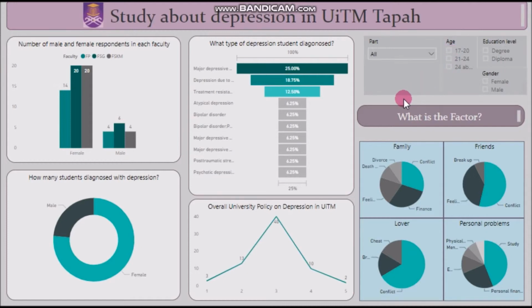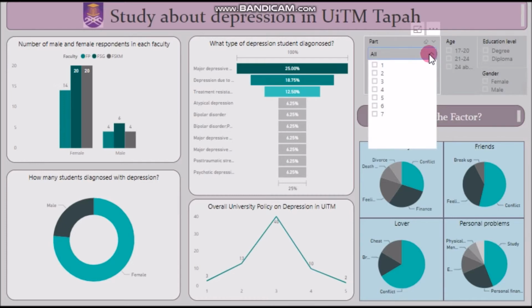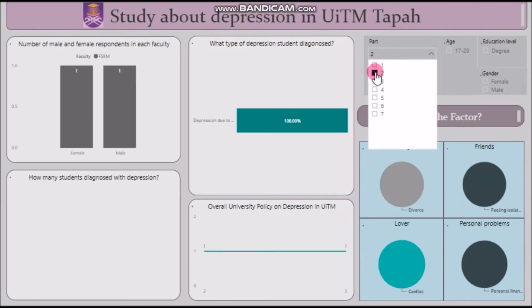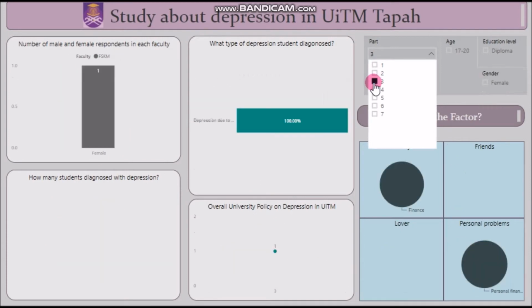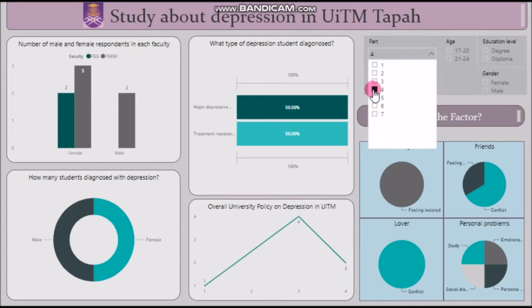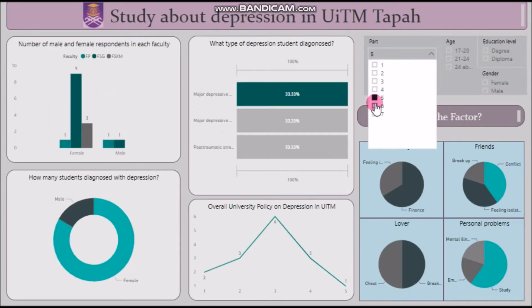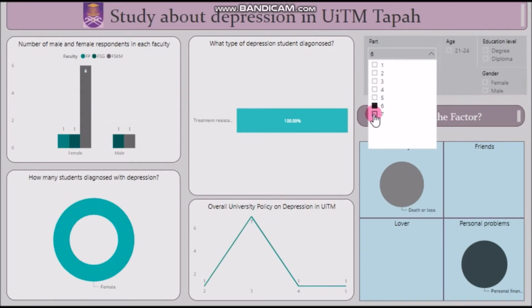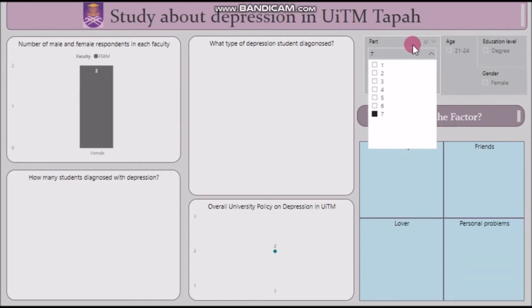So our dashboard is an interactive dashboard where we can filter our data based on our preference, for example, based on part, age, education level, and gender. So let's see if you want to filter based on part. Here we have 7 choices, from part 1 until part 7. For example, we want to filter based on part 1. Next we want to filter based on part 2, part 3, part 4, part 5, part 6, and also part 7. So we can refresh.